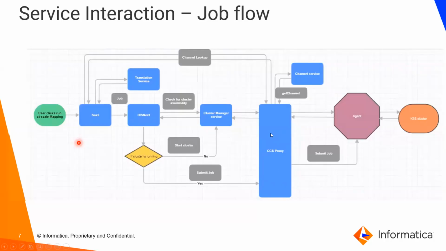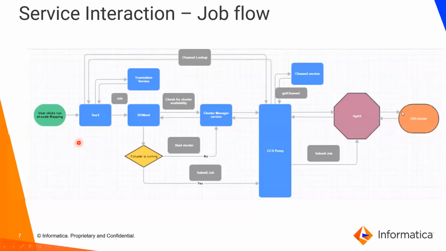Since we cannot directly contact the agent, we will do a channel lookup with the SaaS service, and the SaaS service will give back that there is a channel service running on the agent. We will go to the channel service running on the agent and get a channel. Once we get a channel, we will communicate securely through the agent and check whether the Kubernetes on Spark cluster is running or not.